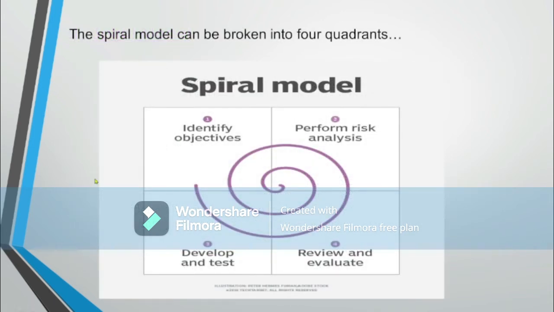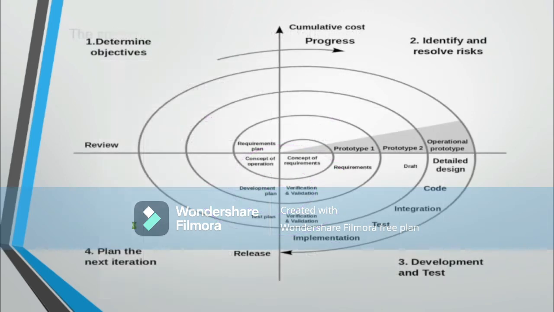This is the spiral model. You can see the spiral model is broken into four parts. You can see it also looks like a coil. The first phase is identify objectives. Second, perform risk analysis. Third, develop and test. Fourth, review and evaluate. This is the spiral model, and these are the four phases.